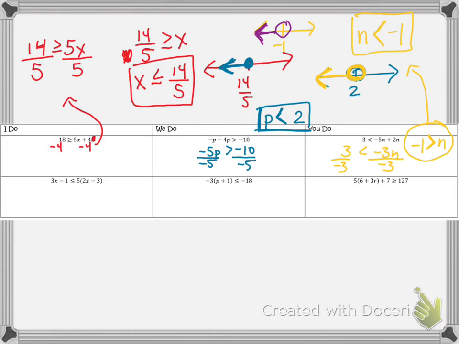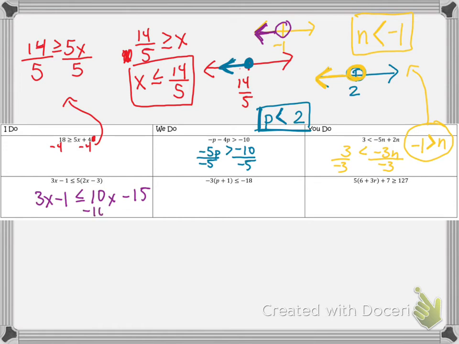I have 3x minus 1 is less than or equal to 5 times the quantity 2x minus 3. I'm going to distribute the 5, so I have 3x minus 1 less than or equal to 10x minus 15. Now I'm going to move all the numbers to one side. Since I know the variable has to end up on the left side, I'm going to try to move all the variables to the left side.